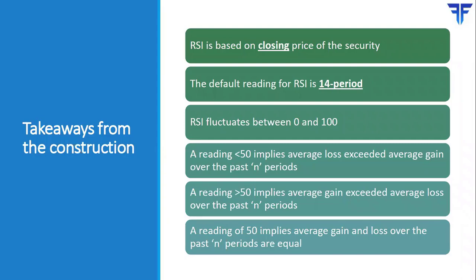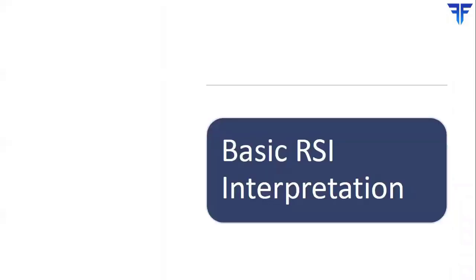Whenever RSI is above 50, it tells you that the bulls are in control. Whenever the RSI is below 50, it tells you that the bears are in control. And whenever RSI is at 50, it tells you that there is a sort of equilibrium in which bulls and bears are more or less equal, and neither one party is dominating the other. So that was all about the calculation part of RSI.